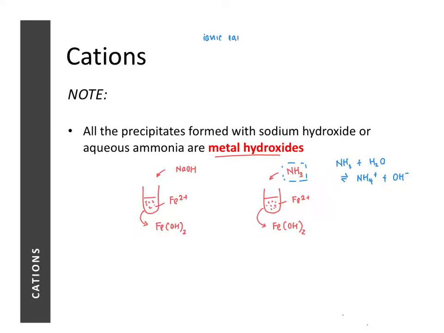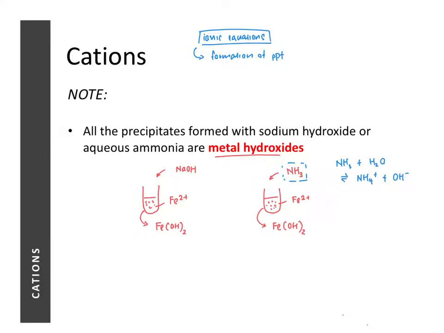Okay, if you have forgotten what ionic equations are or how we write them, please revisit the video on writing chemical equations. Very often you'll be asked to write an ionic equation to represent the formation of a particular precipitate. For example, in this case, iron 2 hydroxide. How do we write the ionic equation to represent the formation of the dirty green precipitate iron 2 hydroxide?